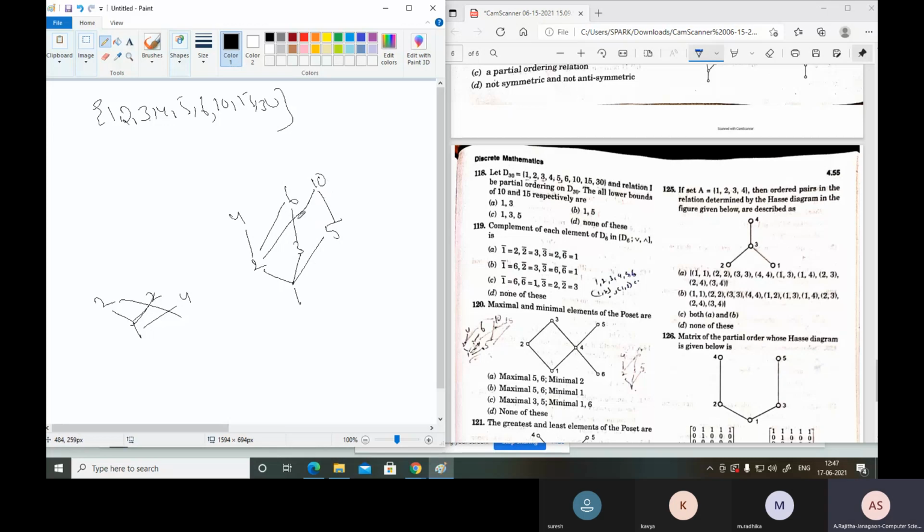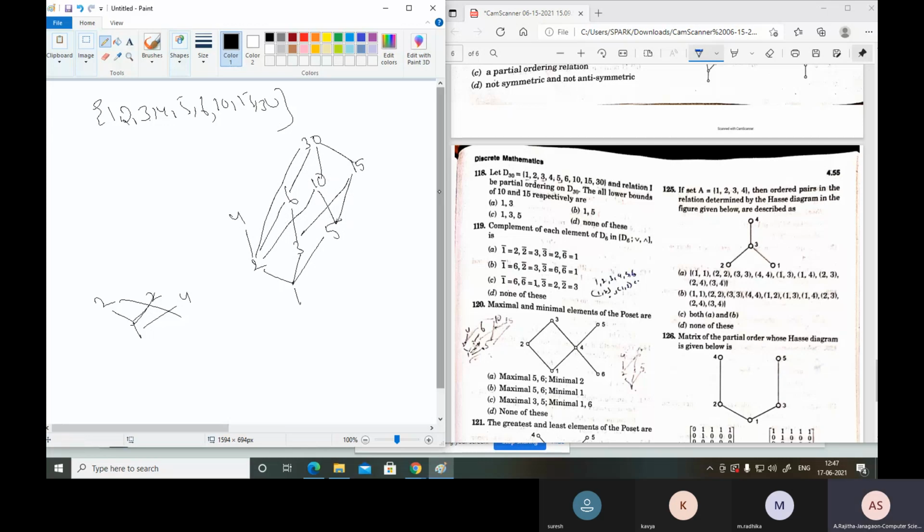Now 15, this 15 is divided by 5 as well as 3. Now 30. So this 30 is divided by 3, 6, 10, 15. Okay. So now upper bound.